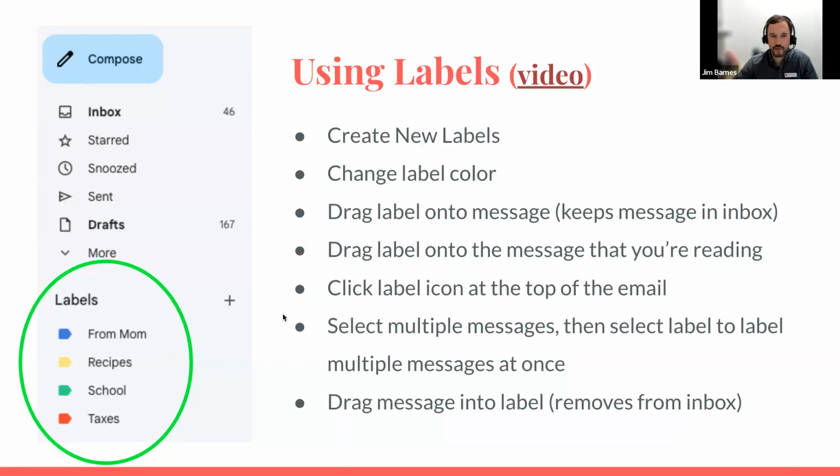You can also drag a label onto the message that you're currently reading, like if you're inside the email, you can do it that way. Or you can even click the label icon at the top of the email while you're reading it. There's just several different ways to do it. Or you can select multiple messages at one time and then select a label for all those messages all at one time. See if I can show you this a little bit.